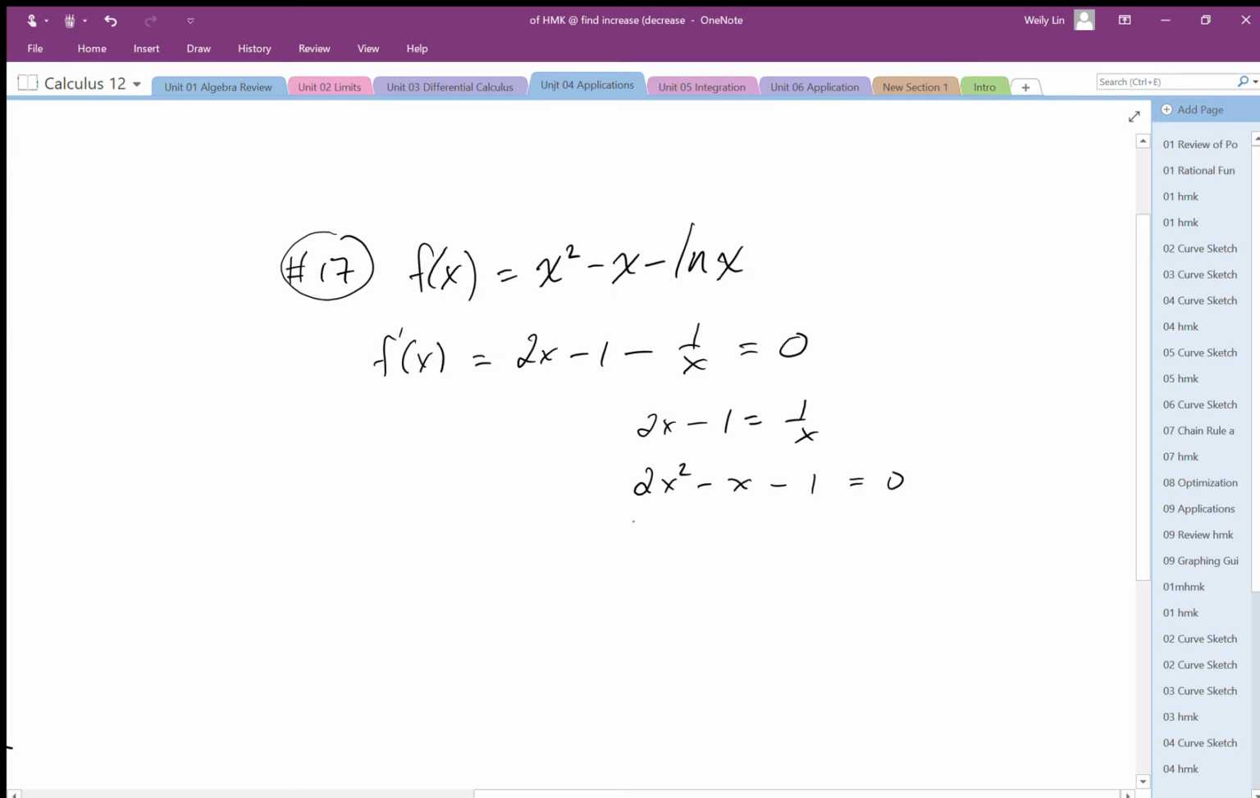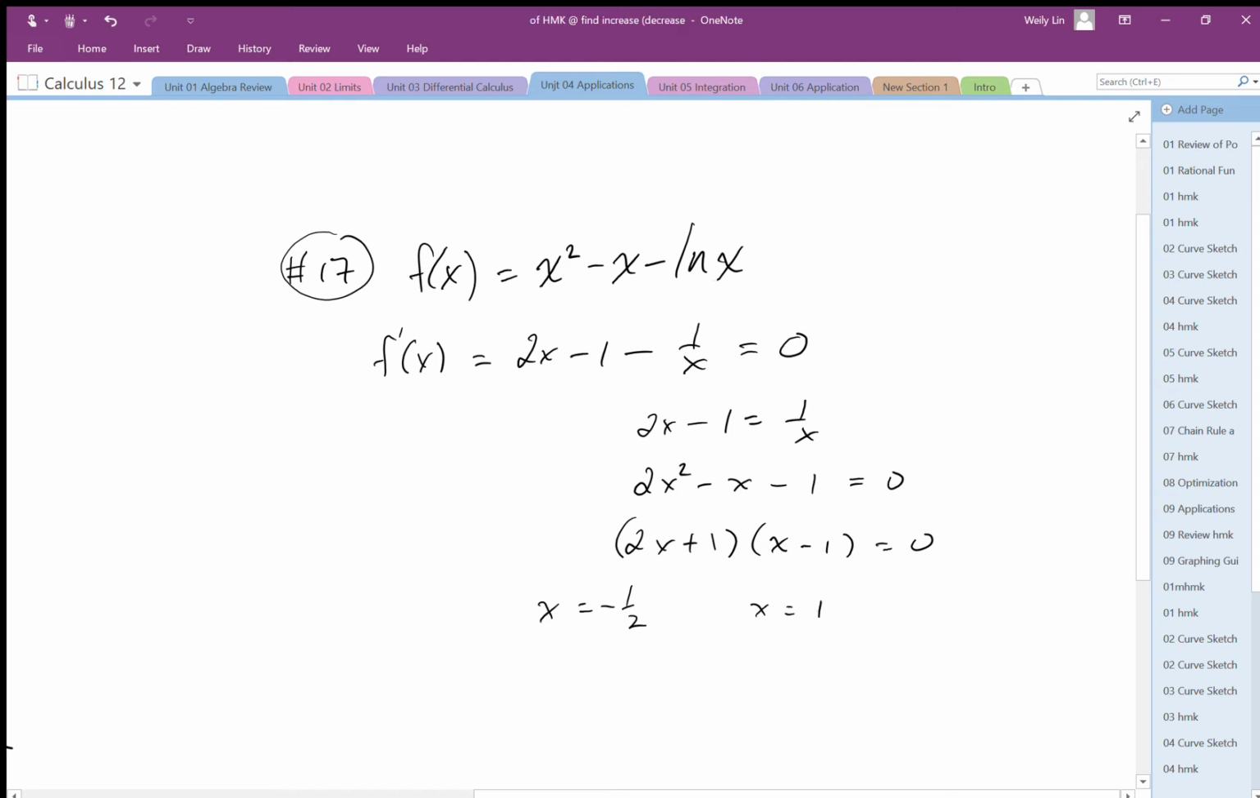Okay, so this factors, I think that's going to factor to 2x plus 1 and x minus 1. Just double checking. Yeah, that's going to give us the factors. So I have a 0 at x equals negative 1/2, and x equals 1.